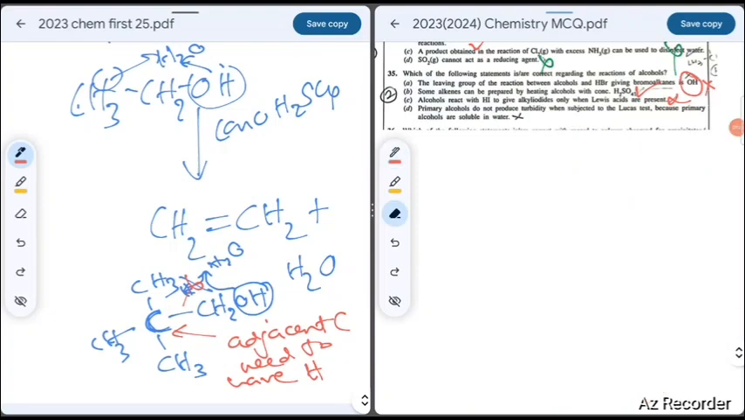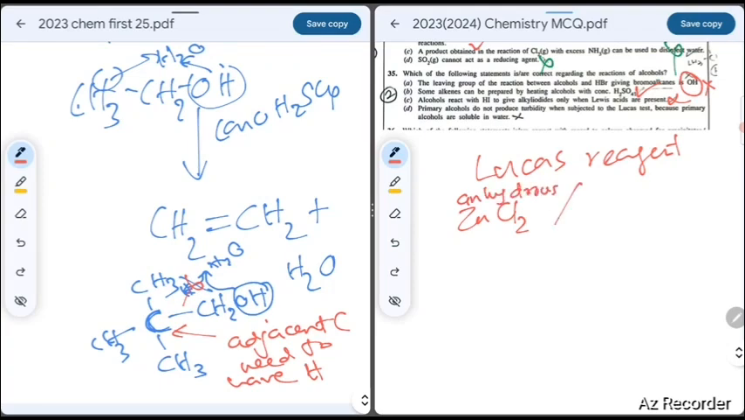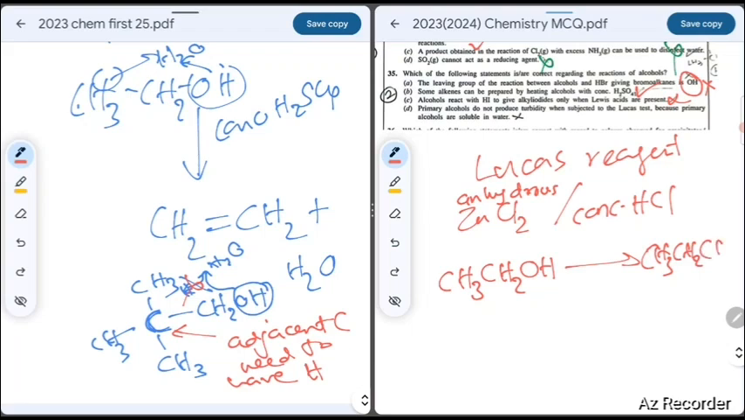What is Lucas reagent? Lucas reagent is anhydrous zinc chloride and conc HCl. So this is the Lucas reagent. Now when we have a primary alcohol, if we take a primary alcohol like this with this Lucas reagent, it will give CH3CH2Cl.